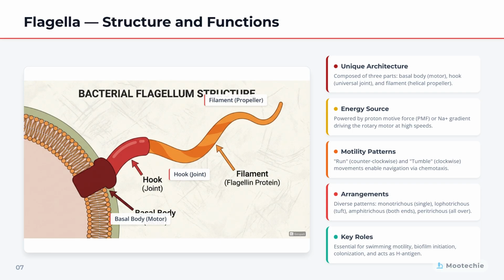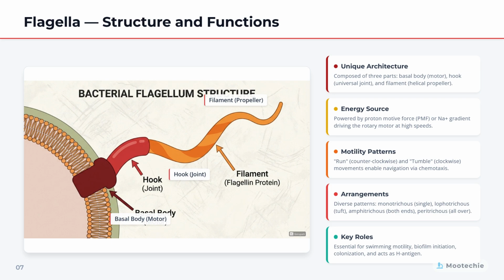Arrangements. They come in diverse patterns: monotrichous, a single flagellum; lophotrichous, a tuft at one end; amphitrichous, flagella at both ends; and peritrichous, flagella all over the cell. Key roles. Flagella are essential for swimming motility, biofilm initiation, colonization, and they act as a specific antigen called the H antigen, which is useful for identification.